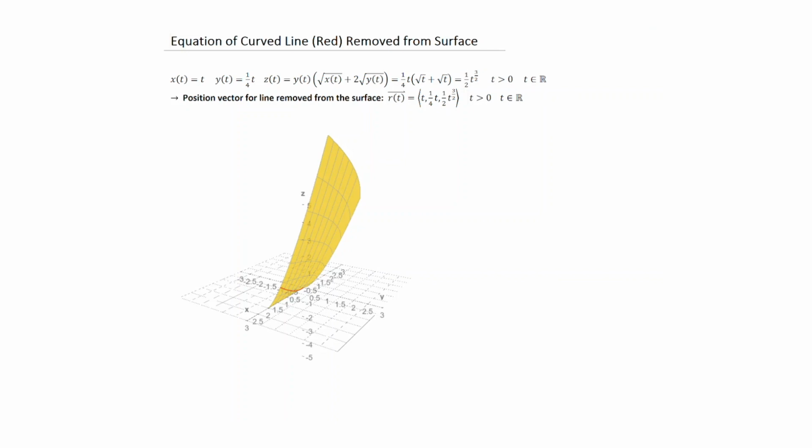If you want to put this in a position vector form, then basically you take the x, y, and z components in parameterized form and put them in an angular bracket. So the position vector basically is a vector that points from the origin to every point along the line on the surface.